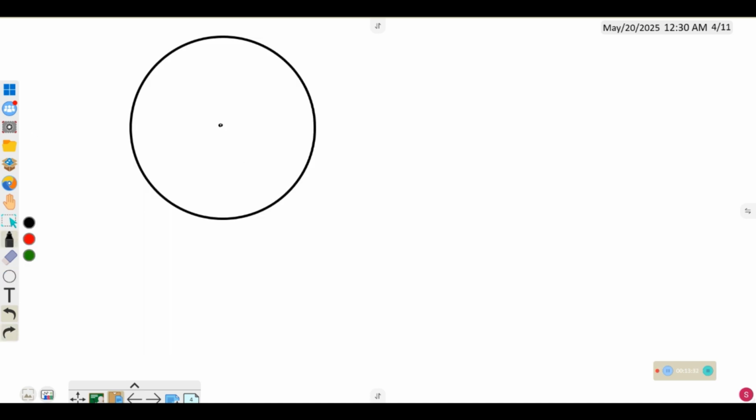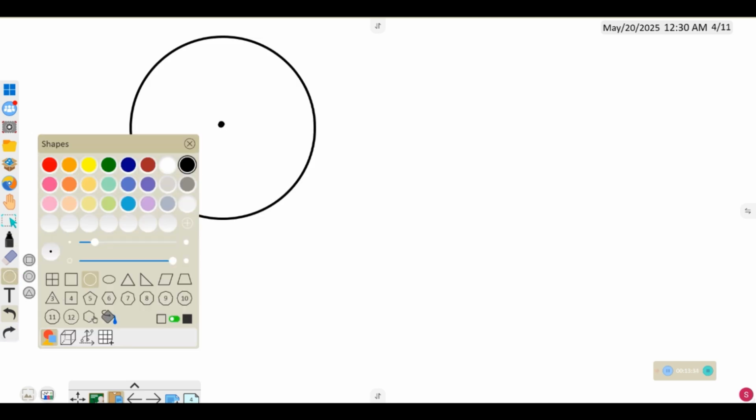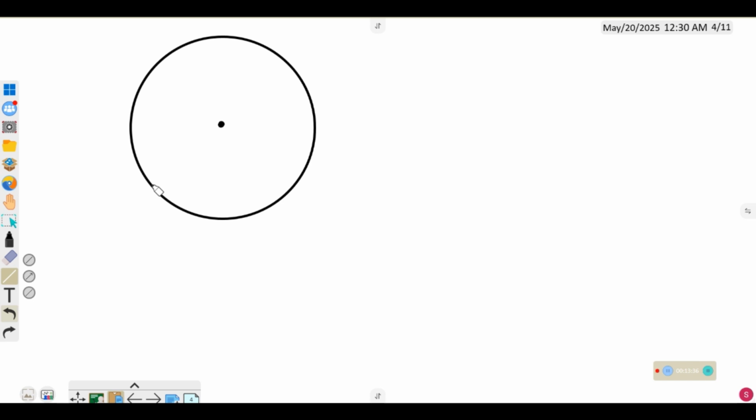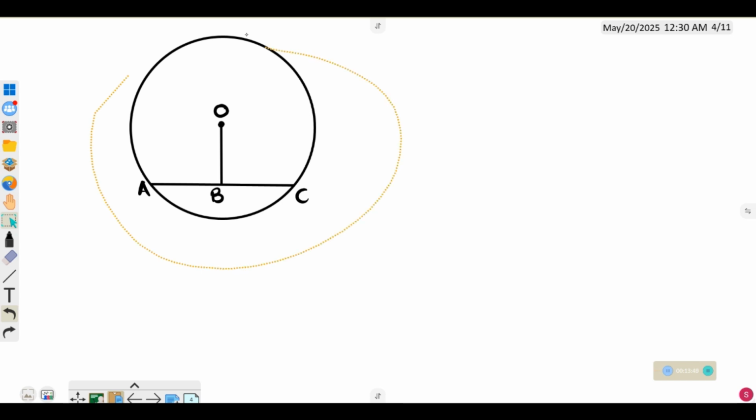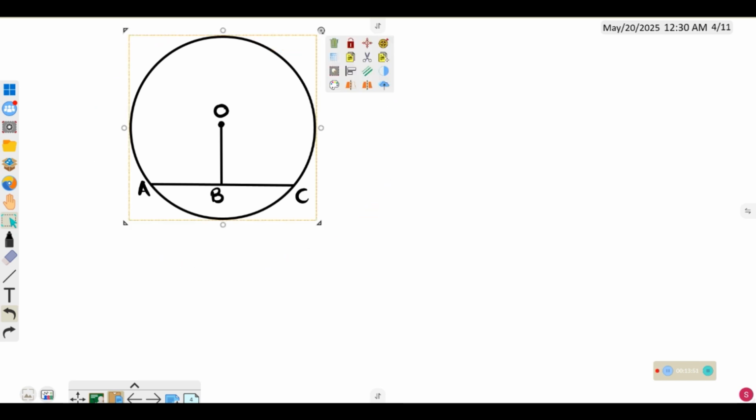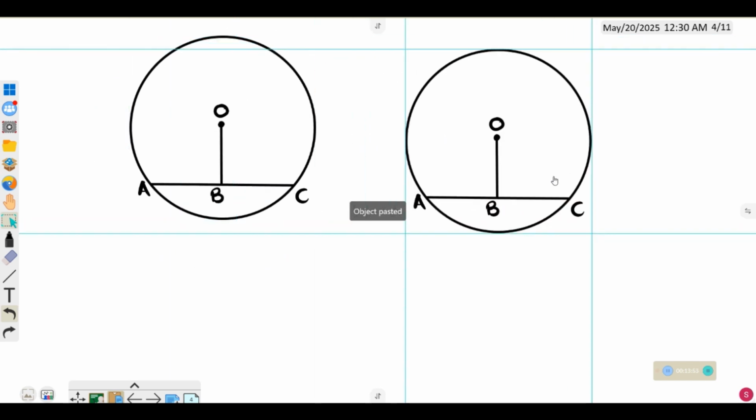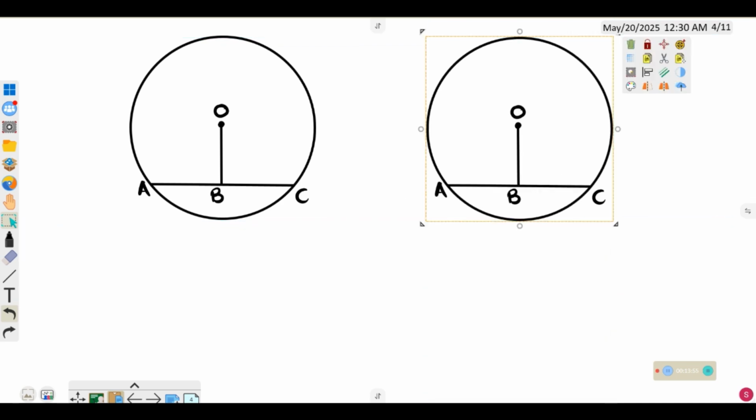So we have our center there. Then line drawn from center perpendicular to a chord bisects the chord. Line drawn from center to midpoint of a chord is perpendicular to the chord. So let's call this one O, A, B, and C. There you have it. One and its converse.